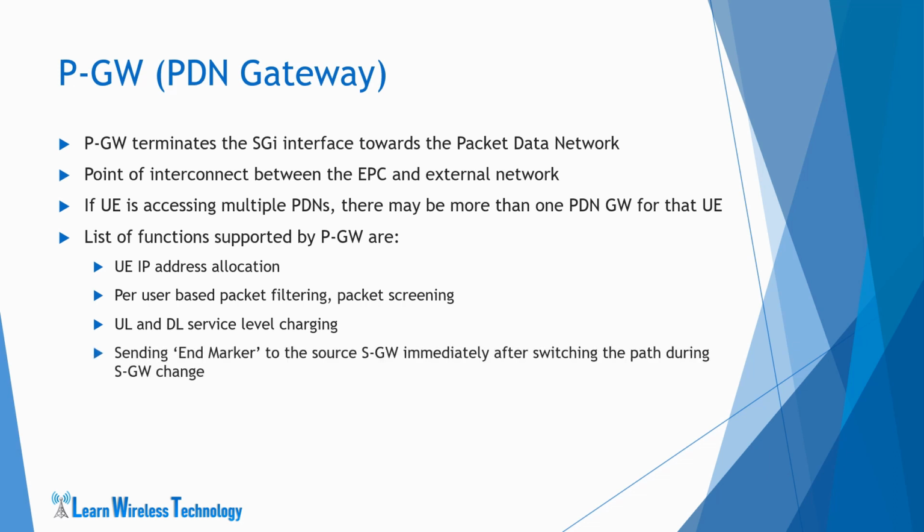During handover, if the serving gateway is changed, then the PDN gateway sends an end marker to the source serving gateway to notify that no further downlink packets will be transferred for that UV. The remaining packets will be transferred via the target serving gateway to that UV after handover is completed.